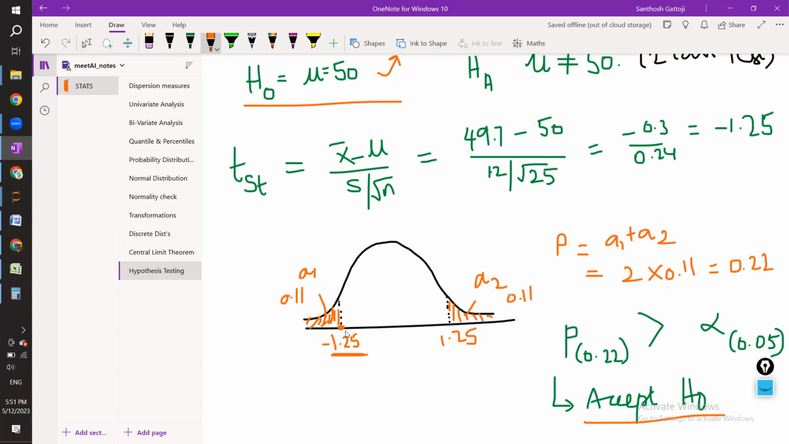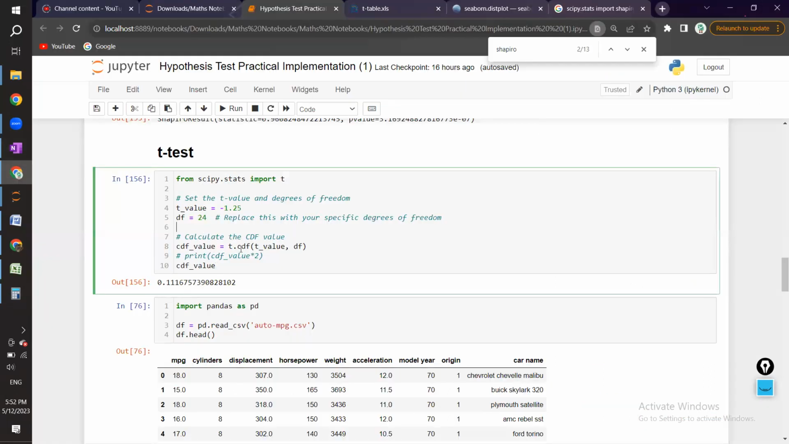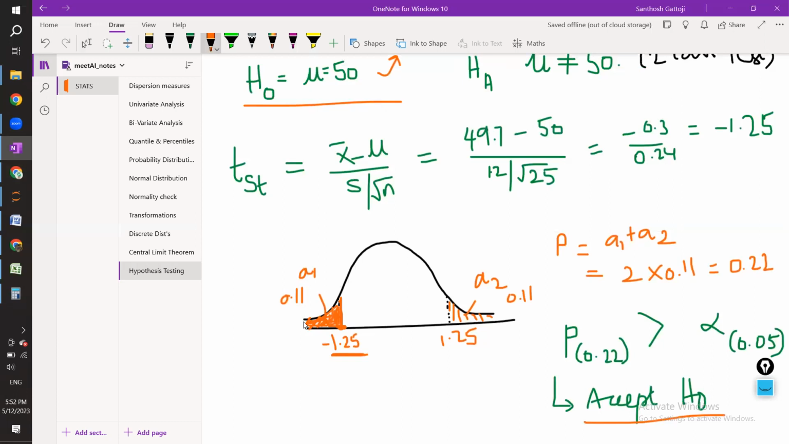Now I want to know what the p-value is at the end of the day. It's an area. So I want to know how much area is covered till 1.25 or minus 1.25. That means this area. To find this, you can simply use this code. What is this area? This is called the CDF. If you remember, in the initial class of statistics I discussed in detail what the CDF, cumulative distribution function, is.